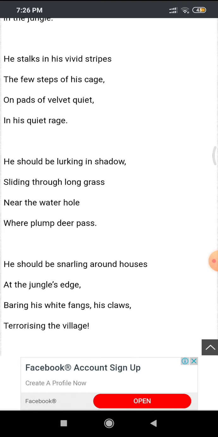Today we will learn the poem A Tiger in the Zoo of class 10th by Leslie Norris. So before we begin the poem, I would like to introduce you to the central idea of the poem. In this poem, the poet wants to depict the mental condition of a caged tiger. He tells the agony and the sufferings of the tiger who is locked up in a concrete cell.